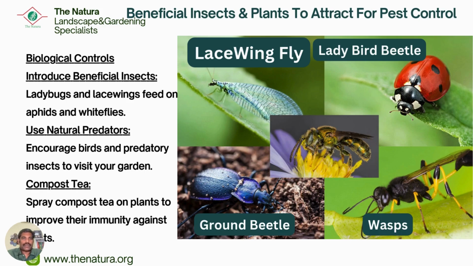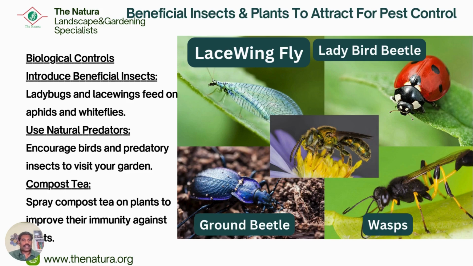Lacewing fly also eats the eggs and early-stage insects and nymphs. Wasps take caterpillars or worms and eggs to feed their offspring, so they give better control. Ground beetle eats soil-based eggs and other insects and larvae, destroying them, by which we can have better control. Ladybugs and lacewings feed on aphids and whiteflies.